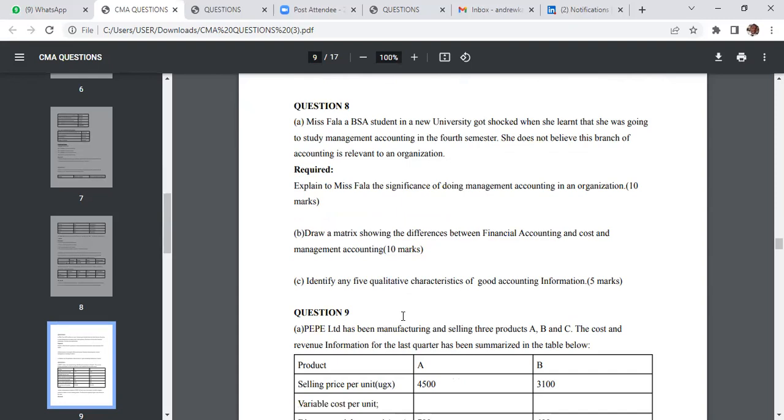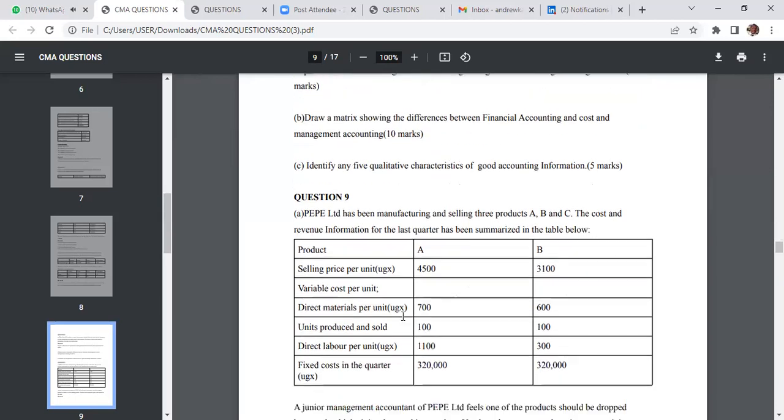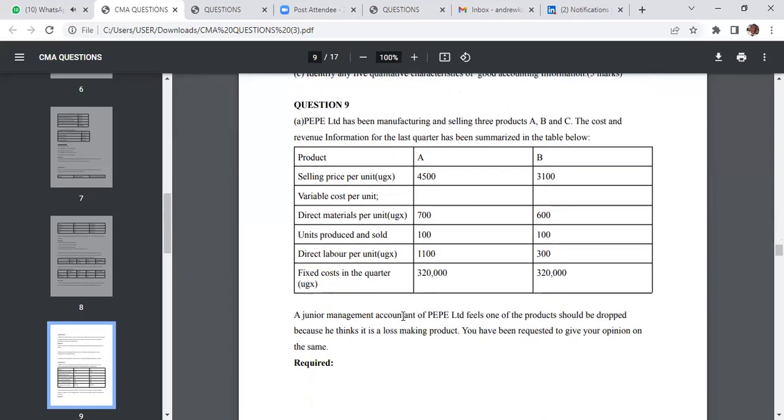Feel free to read through those. Then characteristics of good accounting information. This is accounting, not cost. So I don't know if you give the ones we learned in accounting 3, if they'll be fine, the qualitative and stuff. So I won't really waste time on it.